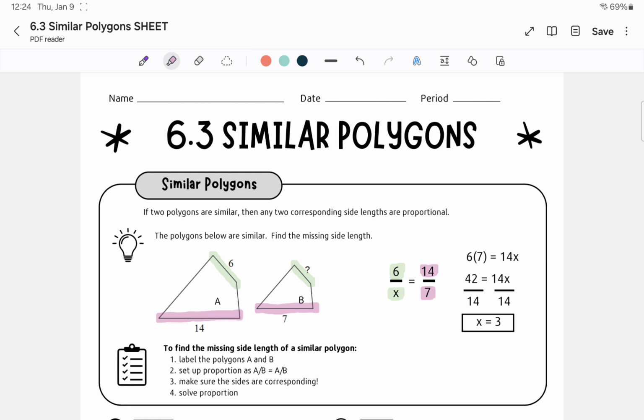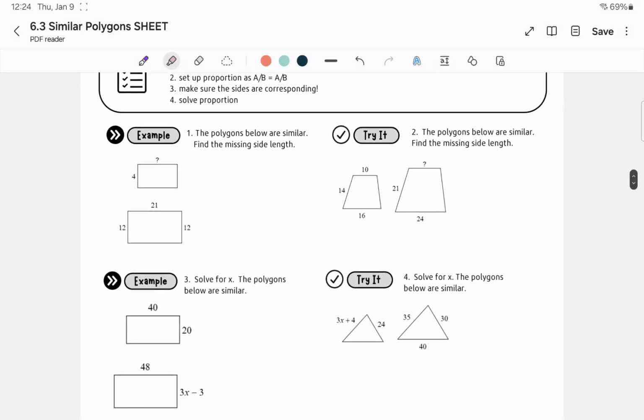So let's look at number 1. First, we're going to label each shape A and B so that we know where we're starting and where we're ending. Then let's pick a side to start with. I want to make sure I include the question mark in my proportion, so I'm going to start with that one. What does that correspond to on B? That would be this side here. So my first fraction is going to be x over 21.